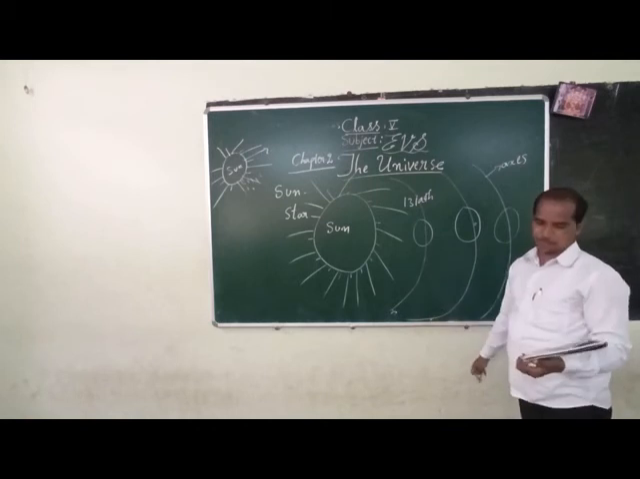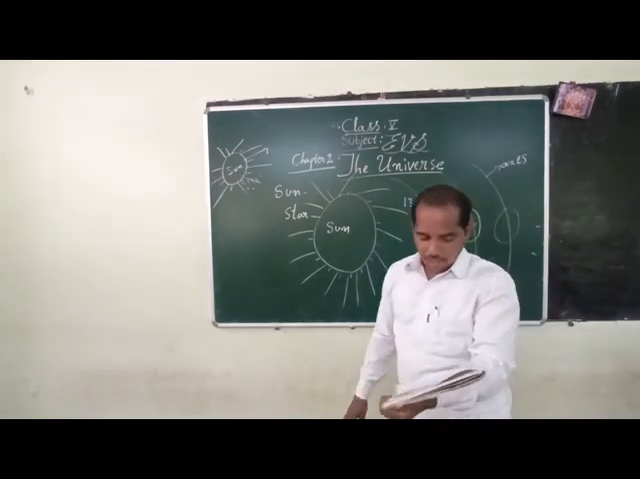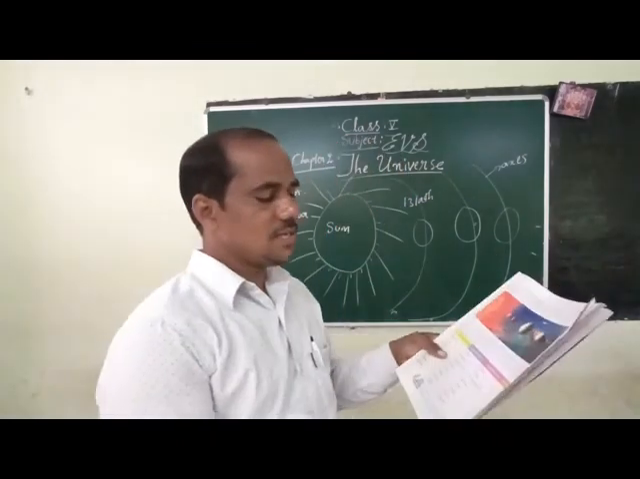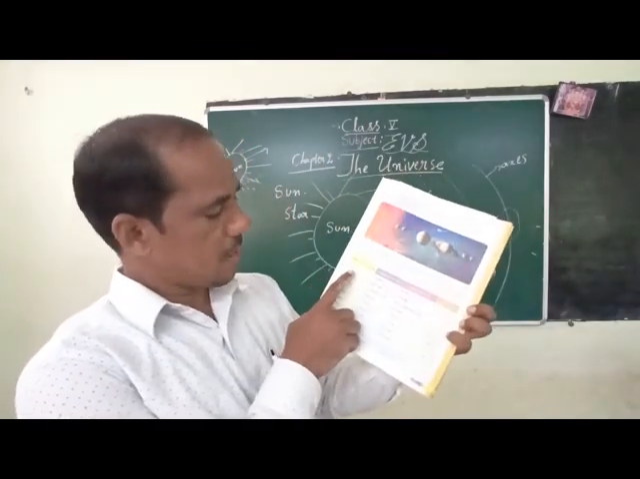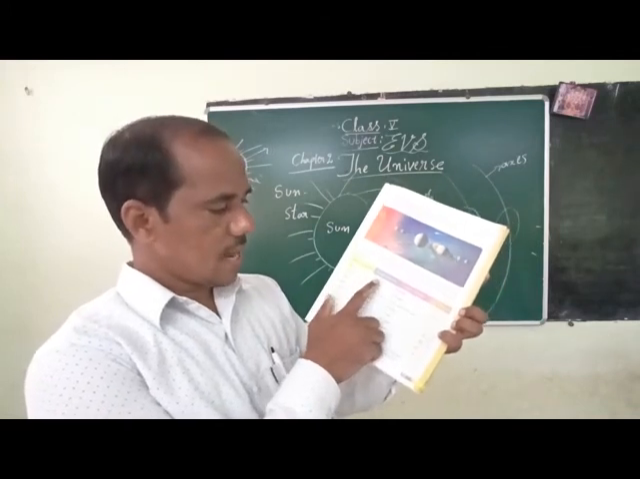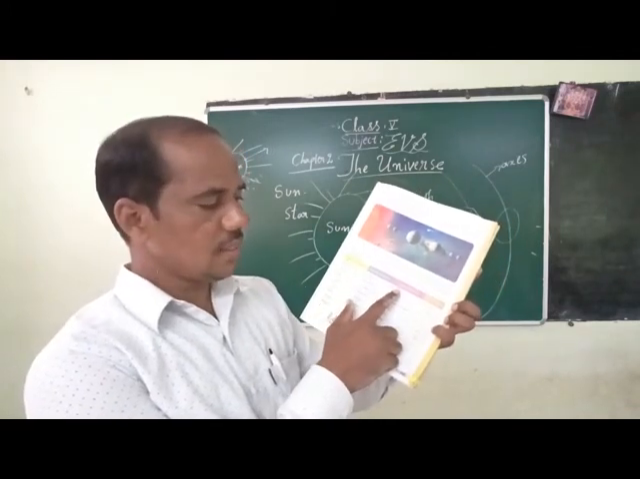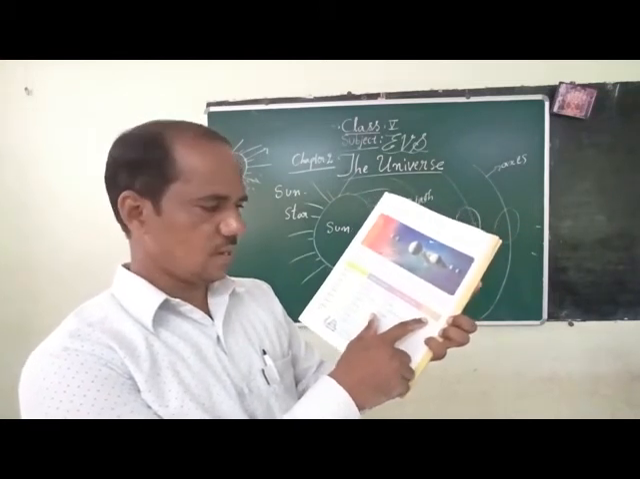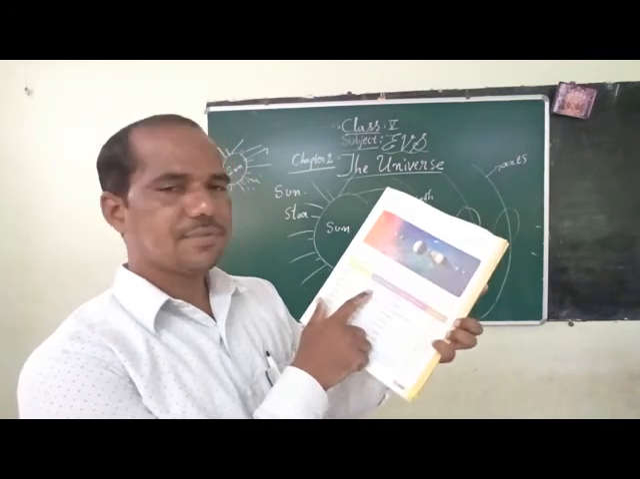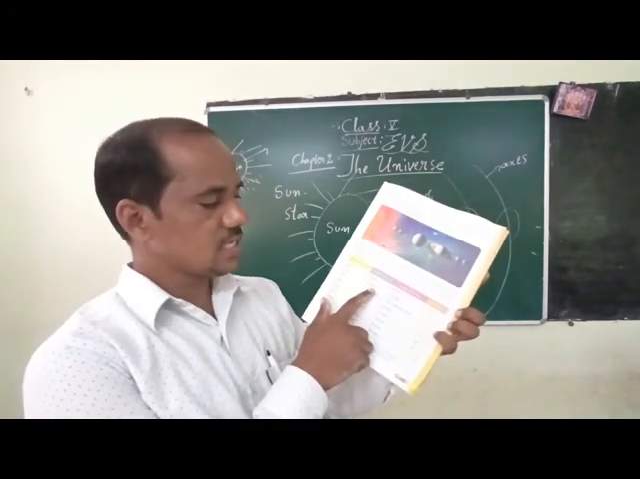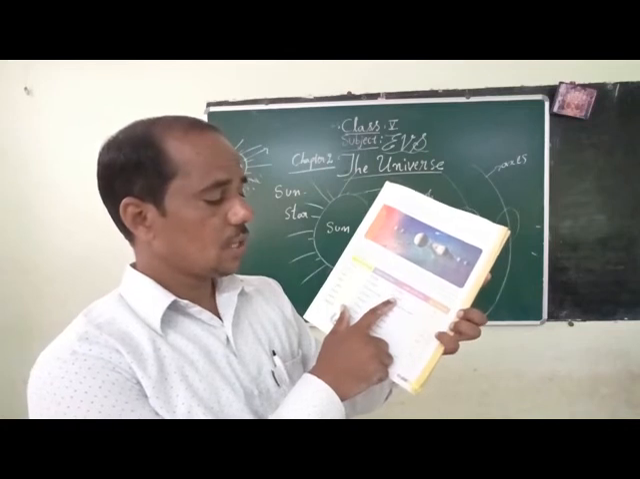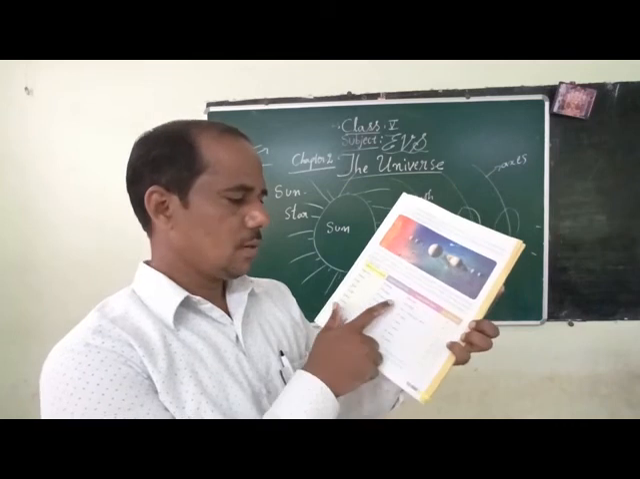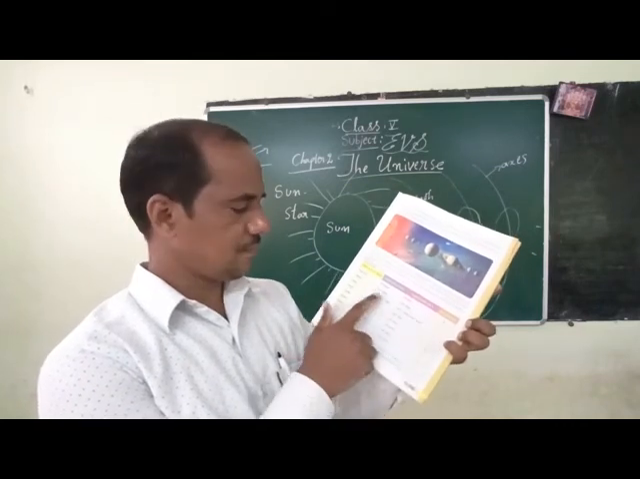Next, they have given a chart here, let me show you. Name of the planet: Mercury. Length of the day 59 days. Length of the year 88 days. Number of moons: none, no satellites. Venus: length of the day 243 days. Length of the year 225 days to revolve around the sun. No satellites.